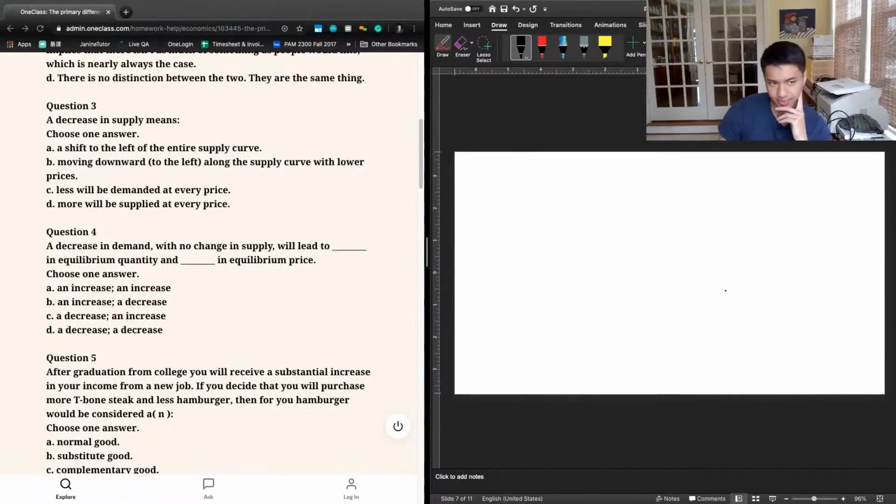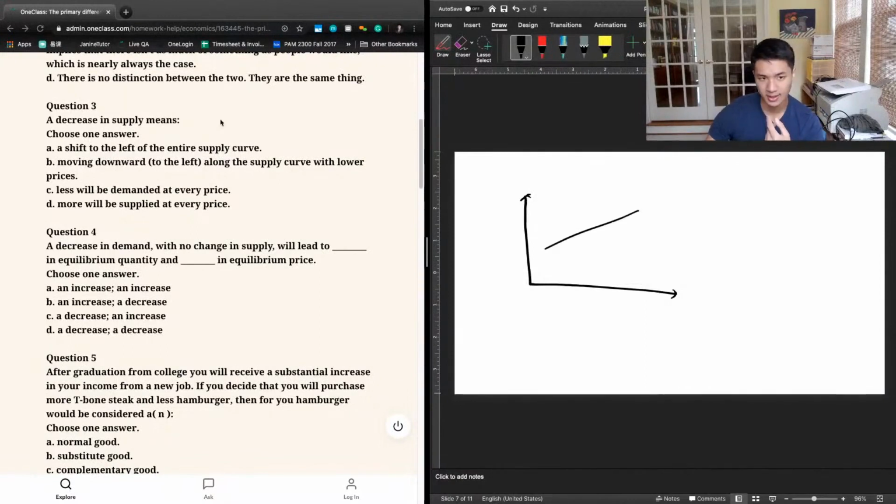So the language we use is either a decrease in supply or a decrease in quantity supplied. Quantity supplied is a shift along the supply curve, and a decrease in supply overall is simply a leftward shift in supply, right? Something like this. So what that means is that at every single price level, the quantity supplied has gone down. Let's take a look at the answer choices. A says a shift to the left of the entire supply curve. Right off the bat looks pretty good.